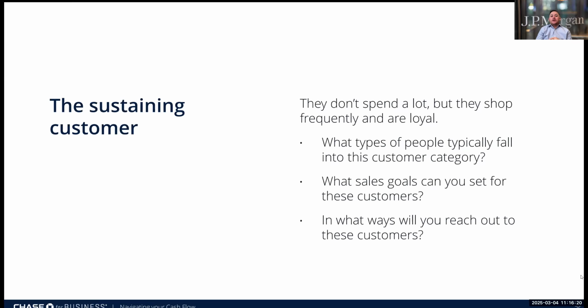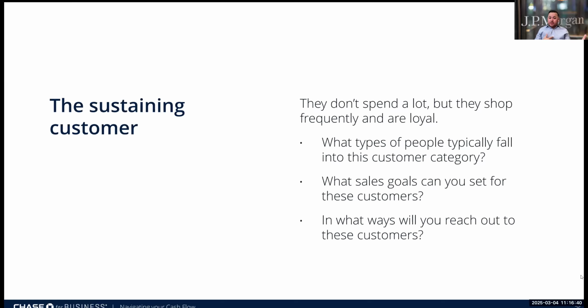The sustaining customers, they don't spend a lot, but they shop frequently and they're loyal, right? These are great. They don't spend a lot, but what can you do to increase those sales, right? How can we take this client and make them the best client? Maybe they're getting their product from somewhere else. I mean, if you're selling a widget, great.